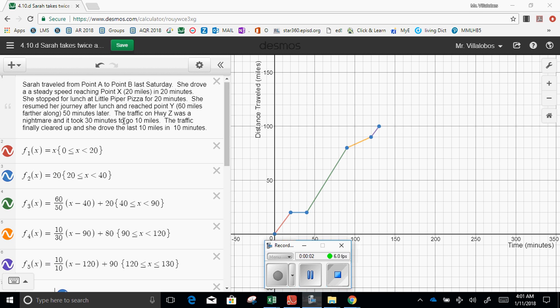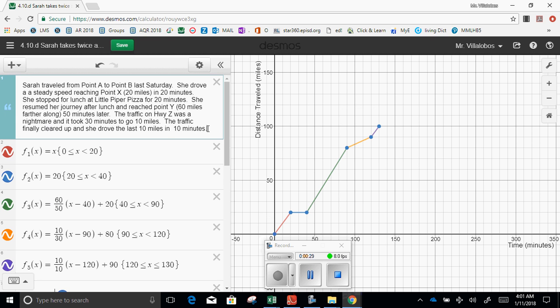Okay, Sarah traveled from point A to B, 0 miles in 0 minutes, and then in 130 minutes reached 100 miles away from her starting point. And as described before, here are the pieces of the piecewise function: f1, f2, f3, f4, and f5 correspond to the colors. Now we're going to add a note.